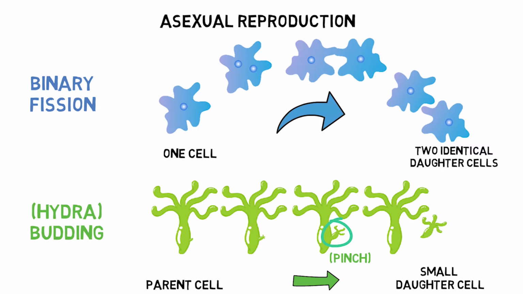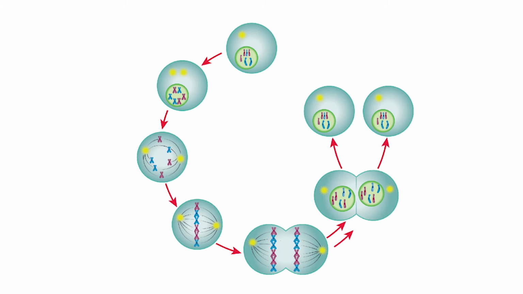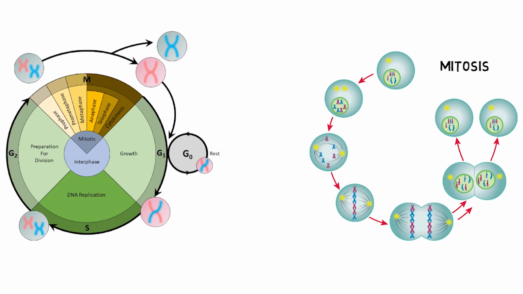They also rely on asexual reproduction to repair and replace old or damaged somatic, or body, cells. They accomplish this through mitosis. It's worth noting that mitosis is only one stage in the broader cell cycle consisting of interphase, when a cell grows and replicates its DNA, and M phase, or mitotic phase, when a cell divides its DNA and cytoplasm into two new identical daughter cells.